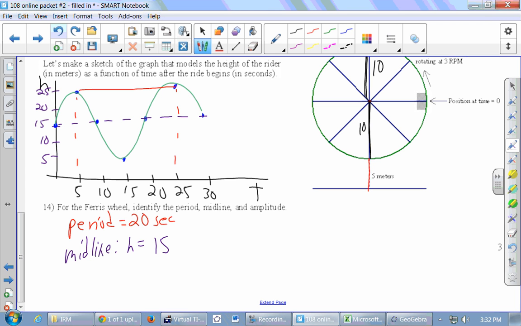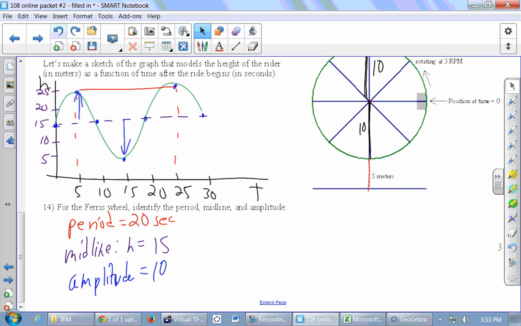And then finally, the amplitude is just how far it is up or down from the middle to the top or the middle to the bottom. Either way, it's a total of 10. So the amplitude is 10. Amplitude is always a positive number. So you wouldn't say negative 10.